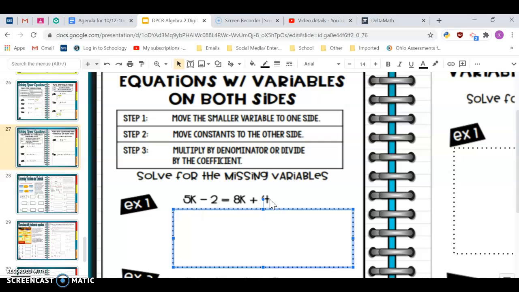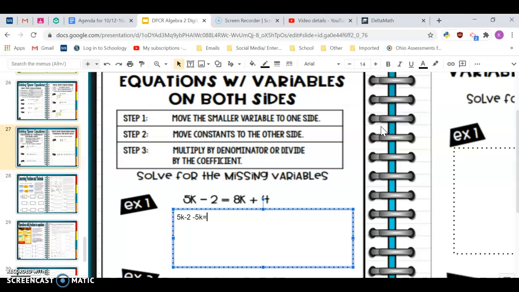In order for me to move the smaller variable, which is 5k, to the other side, I need to use the opposite of whatever 5k is. So the opposite of 5k is a negative 5k. Over here I start off with 5k minus 2, and then I need to get rid of 5k, so I need to do minus 5k. And that's all finished over there.